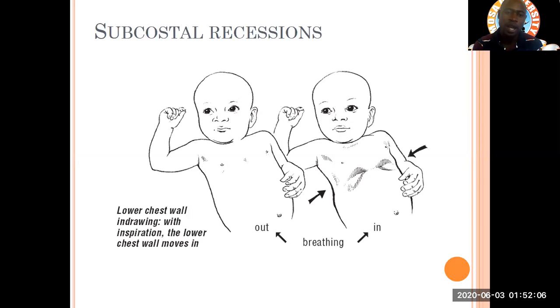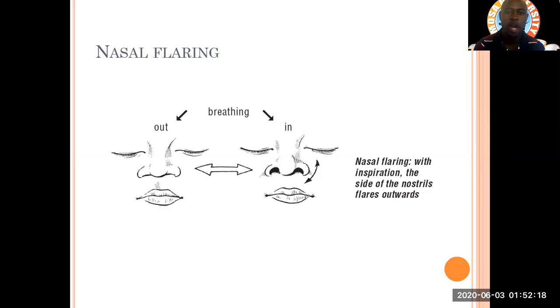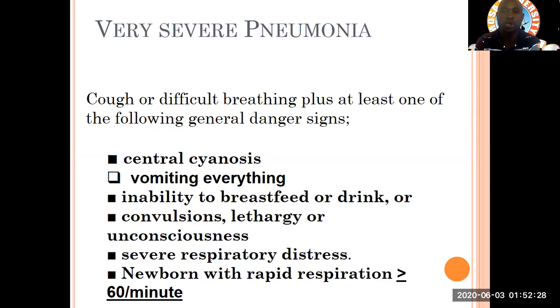Here is where you may nicely appreciate the chest indrawing in patients or infants that present with pneumonia. You can take time to look at them so that you may appreciate what chest indrawing is. The same applies with this picture, where you may look at the nose, to show nasal flaring as one of the classical signs and symptoms of pneumonia.